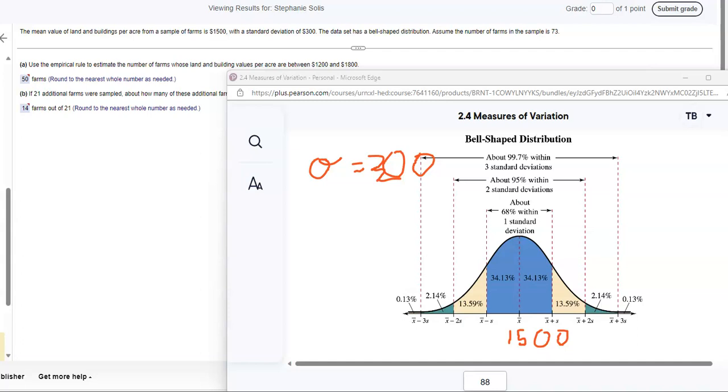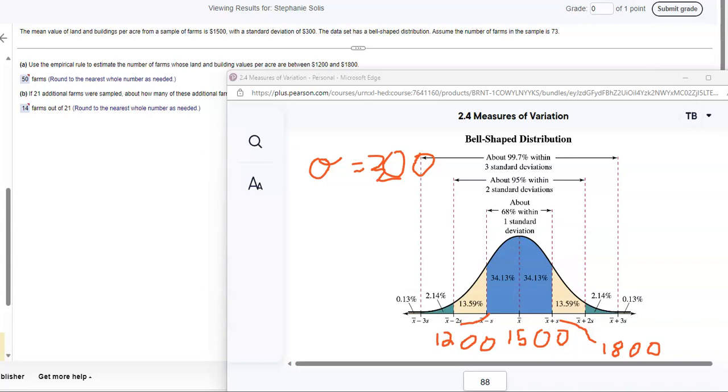Now here's one standard deviation to the left of this. So it's the mean minus standard deviation, or 1,500 minus 300. So this value here would be 1,200. Then right here, this would be the mean plus standard deviation. So that'd be 1,500 plus 300. So it'd be 1,800. And that's what they're asking here on this part here.